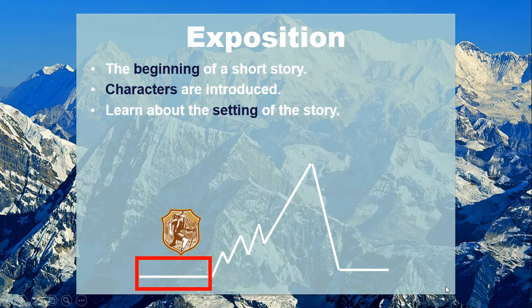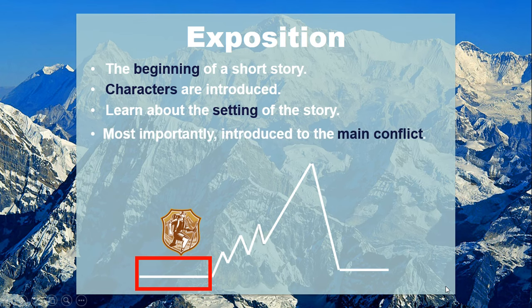Secondly, we learn about the setting of the story. As readers, this is important to learn about because, as we've discussed before, it will play a major role in the story, and it can also impact the characters that we're reading about. Finally, we're introduced to the main conflict of the story. We need to know early in the story what the main conflict is so we're aware of it when it's been resolved and how it helps move the events of the story along.